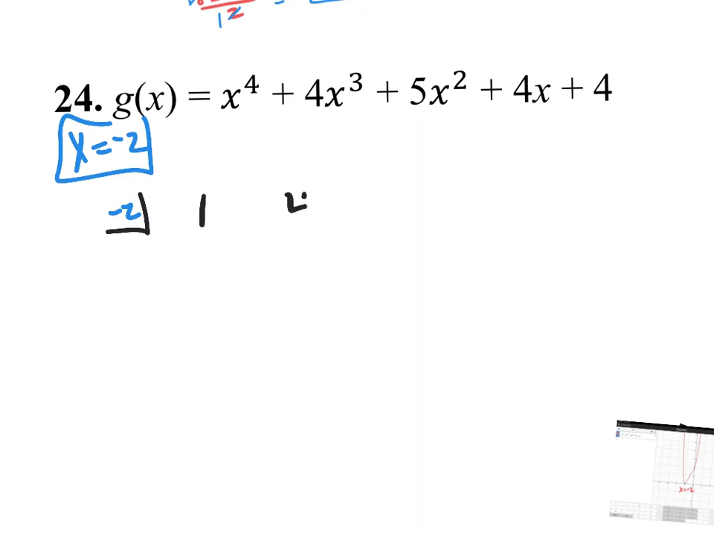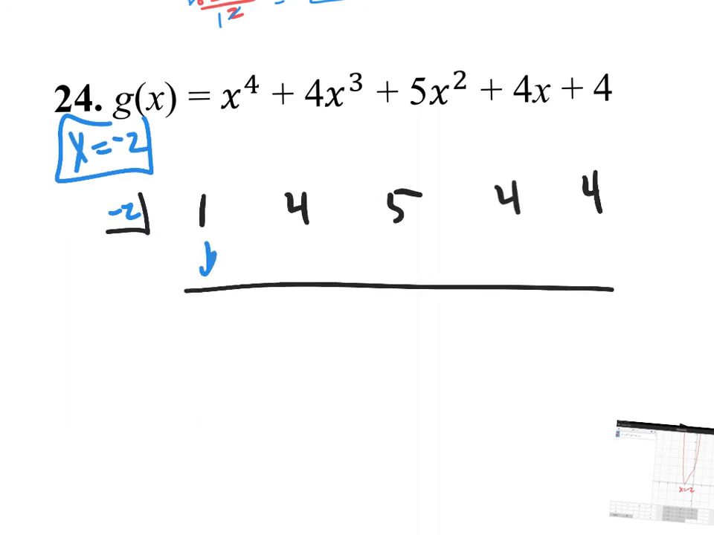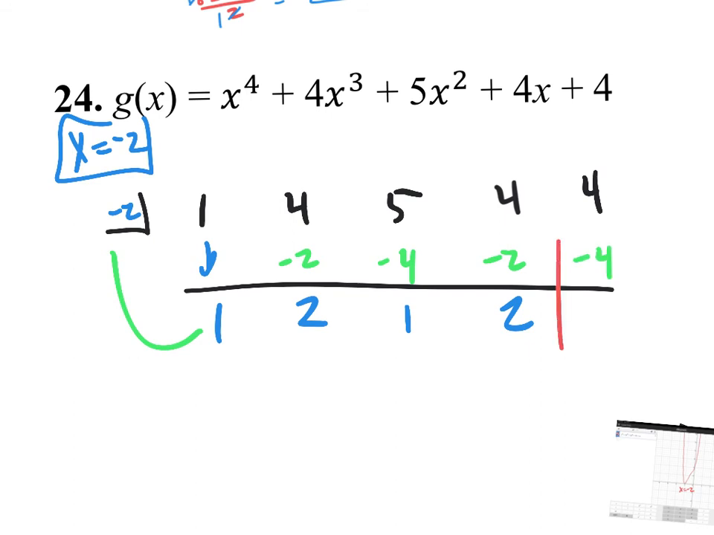We have 1, we have 4, we have 5, we have 4, we have 4. We're going to go 1, -2 times 1 is -2. We have +2, we have -4, we have +1, we have -2, we have +2, and we have -4. I know I rushed through it. We are running out of time. This becomes 0. That's great. I know I didn't make a mistake. This is our depressed polynomial.